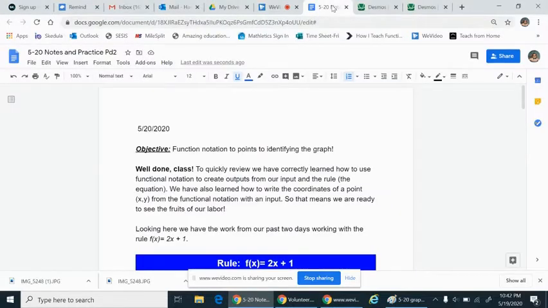Good morning, guys. So today is the day that we are putting together all of our hard work, like I said we were going to do since Monday. So today's objective: function notation to two points to identify the graph. So one thing, well done class.